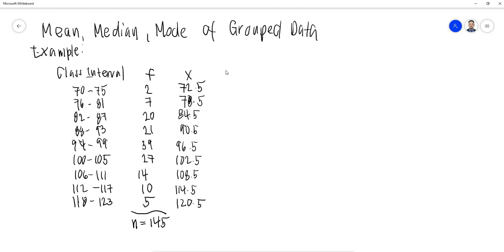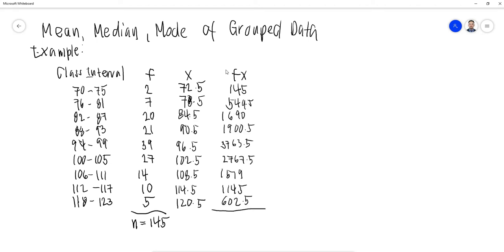Next, we will create another column called fx. We will just multiply the f column to the x column. So 2 multiplied by 72.5 will give us 145. 7 multiplied by 78.5 will get us 549.5, and do the rest of the rows. The total is 14,082.50.